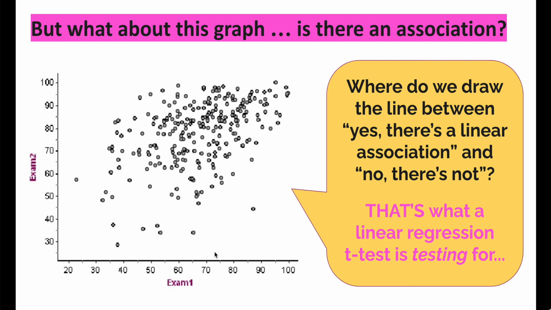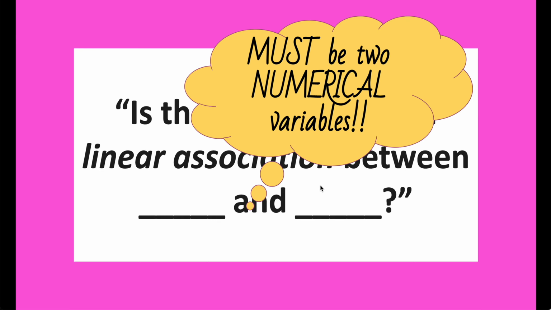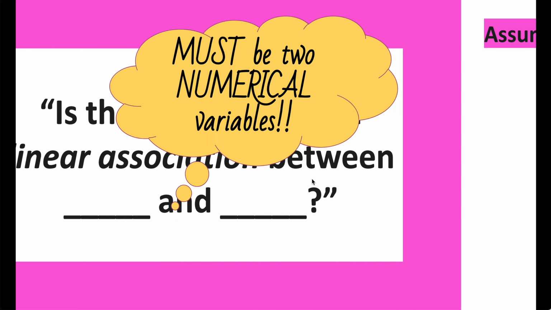And a linear regression t-interval is testing for the actual slope. It's an estimate for what the slope of that line of best fit could be. So is there evidence of a linear association between blah and blah, where the blah and blah are both numerical variables? That is the question we're asking with this type of test.